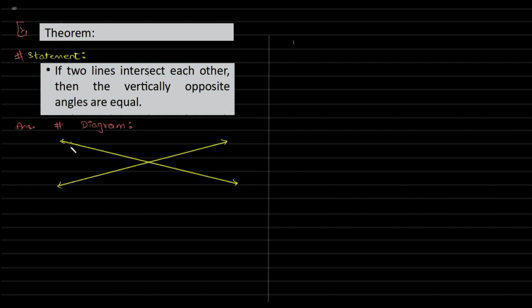So we have AB and we have MN. These are two straight lines intersecting at O, right? So let's describe it. Consider lines AB and MN intersecting at O.